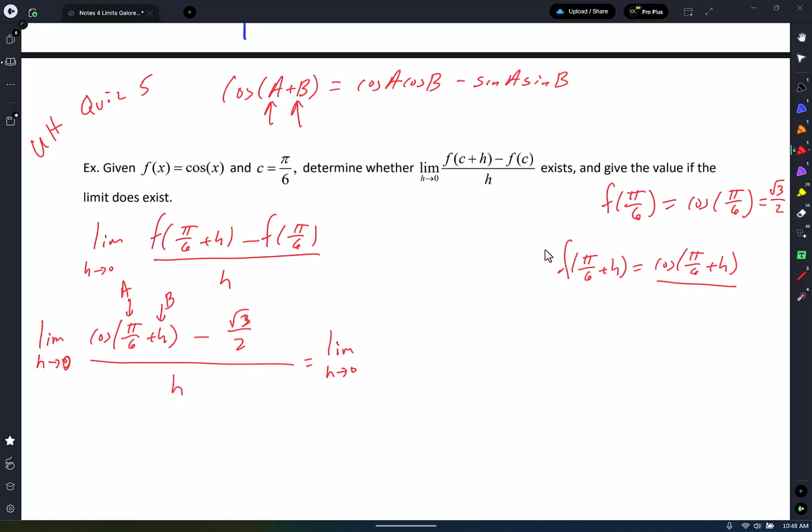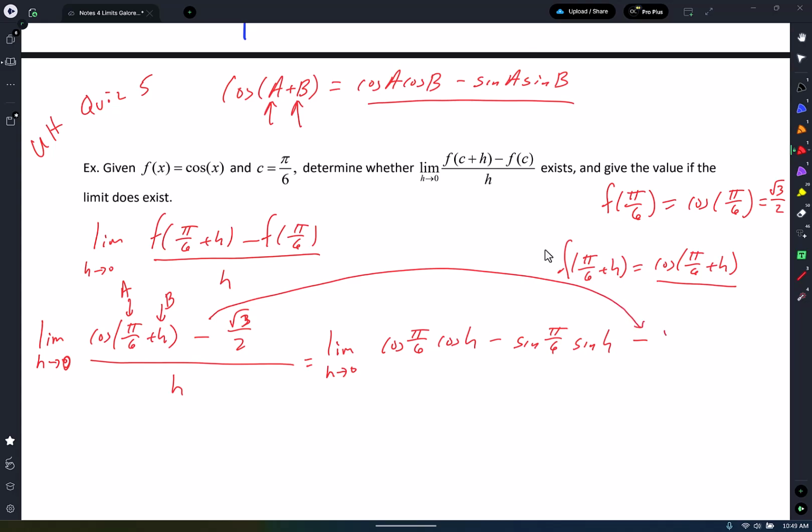Okay. All right, here we go. All I'm doing is this formula, guys. Cosine pi over 6, cosine h, minus sine pi over 6, sine h, minus, that minus is this minus, square root of 3 over 2. All this is over h.